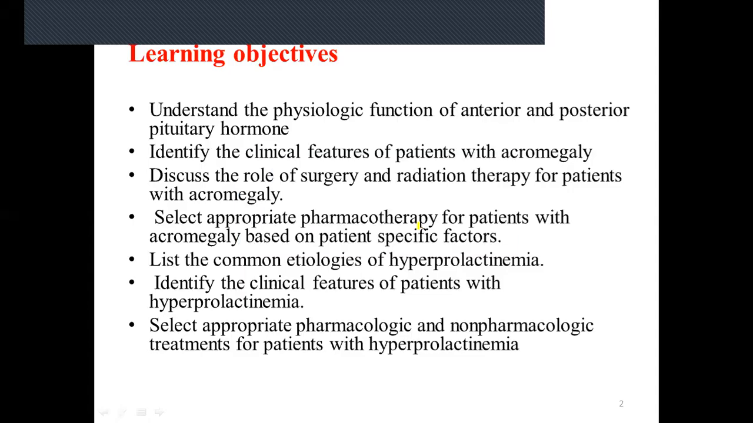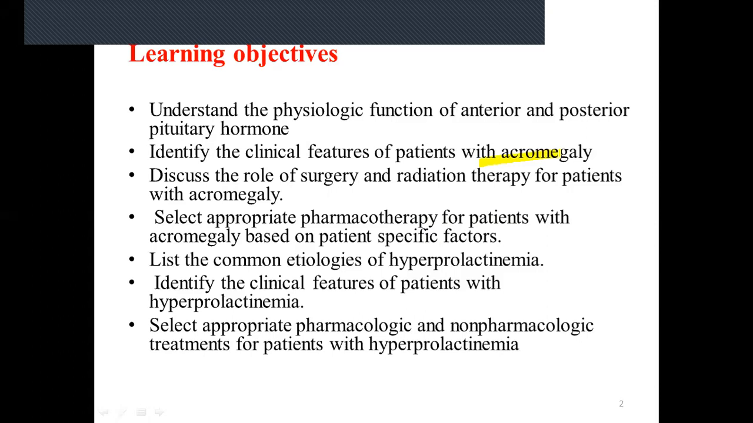At the end of the session, you are supposed to understand the physiological function of anterior and posterior pituitary hormone. Then you should be able to identify the clinical features of acromegaly.